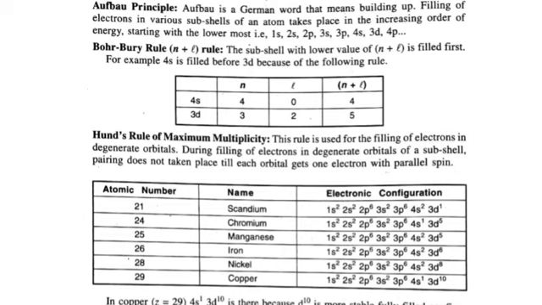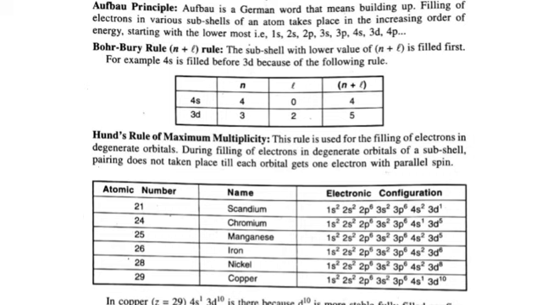Atomic number 21 to 29: you can see scandium, 24 chromium, 25 manganese, 26 iron, 28 nickel and 29 copper. Electronic configuration: argon 4s2 3d1 for scandium, argon 4s1 3d5 for chromium, argon 4s2 3d5 for manganese, argon 4s2 3d6 for iron, argon 4s2 3d8 for nickel, and argon 4s1 3d10 for copper.